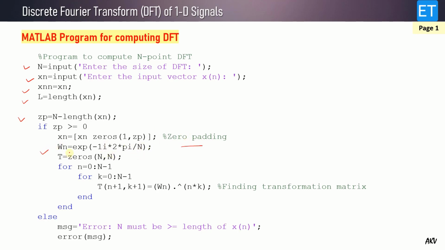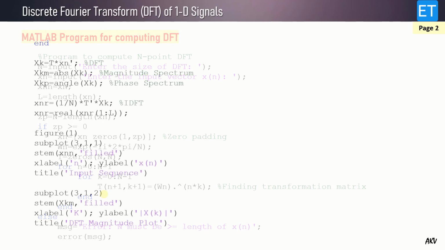Here we are finding Wn, that exponential e power minus j 2 pi by n. Then initializing the transformation matrix of size n by n. Then inside these two for loops, we are computing this transformation matrix T. So my T matrix is computed. So for any value of n, I can compute my T matrix. It can be 4 by 4, 8 by 8, 64 by 64, 32 by 32, like that.